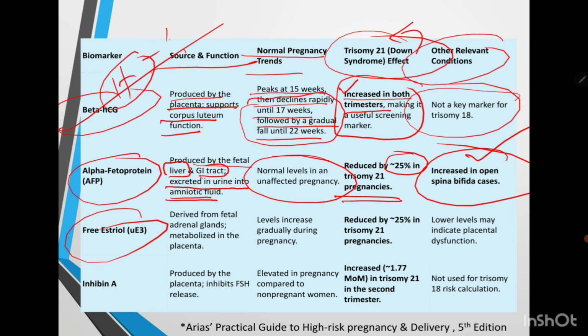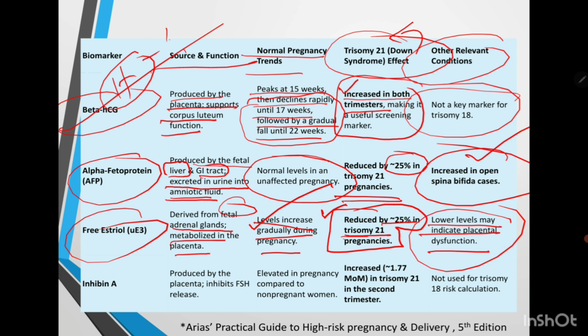Then unconjugated estradiol, or free estradiol, is derived from the fetal adrenal glands and metabolized in the placenta. The level increases gradually during the pregnancy. But in case of trisomy 21, the unconjugated estradiol is reduced by 25%. The lower level indicates placental dysfunction. If it is low, then it is a placental dysfunction also.